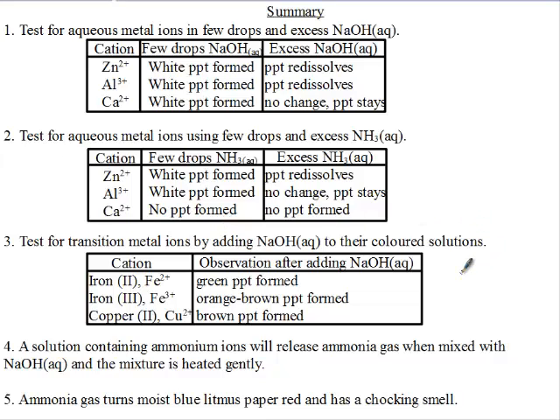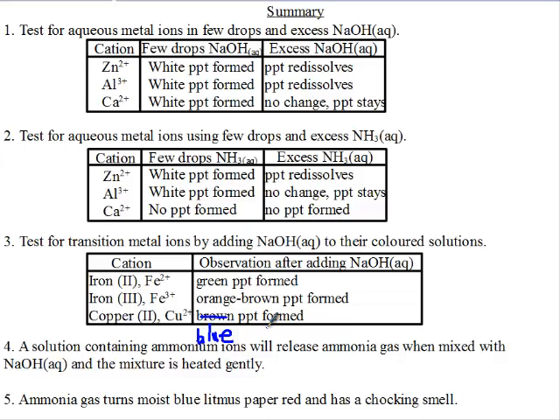Now let's see the test for transition metals. Transition metals produce colored aqueous solutions. When they react with sodium hydroxide, transition metal hydroxide precipitates are formed. So iron 2 will form a green precipitate, that is iron 2 hydroxide. Iron 3 will form an orange-brown precipitate, that is iron 3 hydroxide. And copper will form a blue precipitate, that is copper 2 hydroxide. So a blue precipitate will be formed.